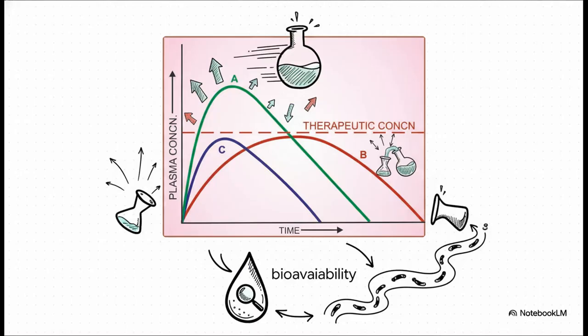This graph here really shows bioavailability in action. Look at curve A. The drug gets absorbed quickly, and its concentration in the blood shoots up into the effective therapeutic range. It works fast. Now look at curve B, much slower, right? And poor curve C, not enough of the drug even gets absorbed to be effective. We would say it has very low bioavailability.